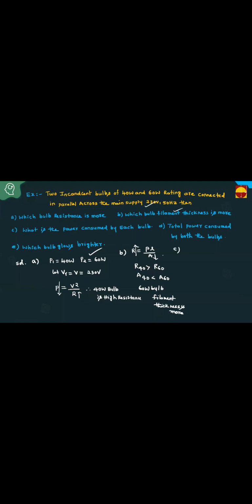Next, what is the C question? What is the power consumed by each bulb? How to calculate the power consumed by each bulb? It is a parallel connection. I already told you, in parallel connection we decide according to voltage only, not according to current. That's why you decide like this: P equal to V square by R. Then what is the power consumption for each bulb?